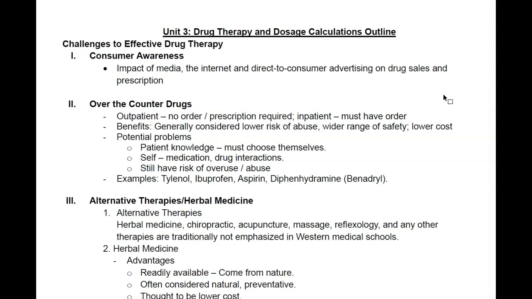And as much as over-the-counter medications are considered quite safe in general, there's still a risk for overuse and abuse. Common medications that tend to be abused or overused may be some laxatives, or the use of Benadryl just to help people sleep. So there are medications that are not used appropriately and they're still being abused even though they're over-the-counter medications. Examples of over-the-counter medications include Tylenol or acetaminophen, ibuprofen, aspirin, diphenhydramine, or Benadryl.